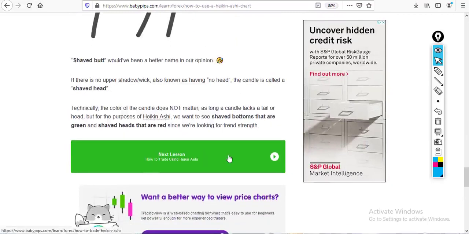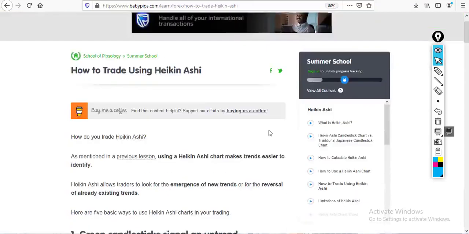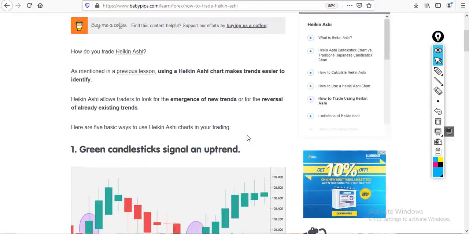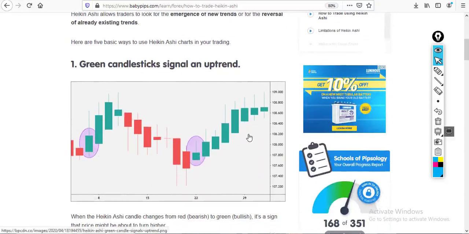Now let's move to how to trade using the Heikin Ashi. We already know that using a Heikin Ashi chart makes trends easy to identify. So the Heikin Ashi allows traders to look for the emergence of a new trend or the reversal of an existing trend. Take a look at the pictures here. The green candles indicate a very strong push to the top side, while the red candles indicate a strong push to the downside.